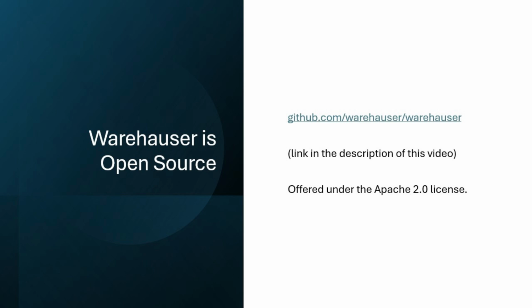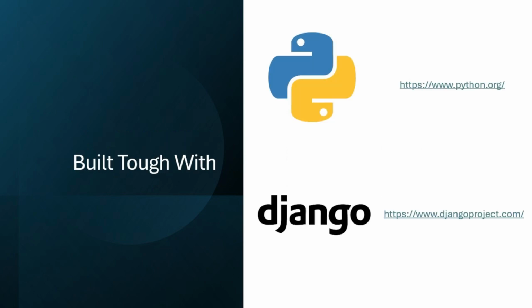Warehouser is published at github.com/warehouser/warehouser and is offered under the Apache 2.0 license. It is developed using the Python programming language and the Django web development framework. It is assumed you are familiar with both these technologies, but if not, we provide some useful links in the description of this video where you can find more information and access their broad community for support.